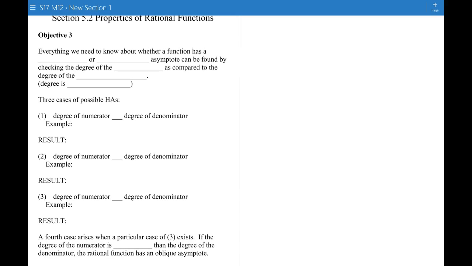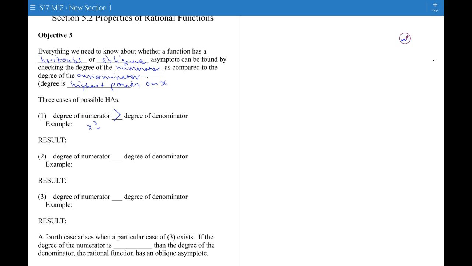Okay, so everything we need to know about whether a function has a horizontal or oblique asymptote can be found by checking the degree of the numerator as compared to the degree of the denominator. And remember, degree is the highest power on x that you see. So there's 3 possibilities. We could have the degree of the numerator bigger than the degree of the denominator.